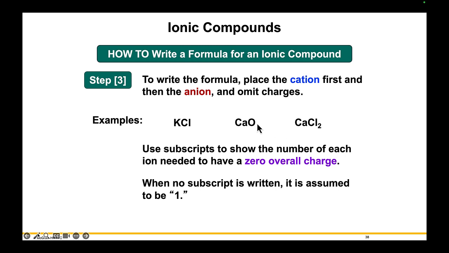To write that formula, you're going to put the cation first and then the anion. When you write that final formula, you have to clean it up by getting rid of the charges. And so you get rid of the charges, you just leave the element itself, the symbol, and then the subscript to make the overall 0 charge. If no subscript is written, then it's assumed to be a 1, like we said before. So in KCl, you wouldn't write like K1Cl1. That would also be incorrect.